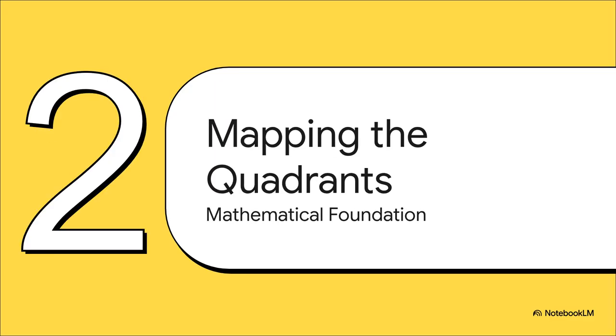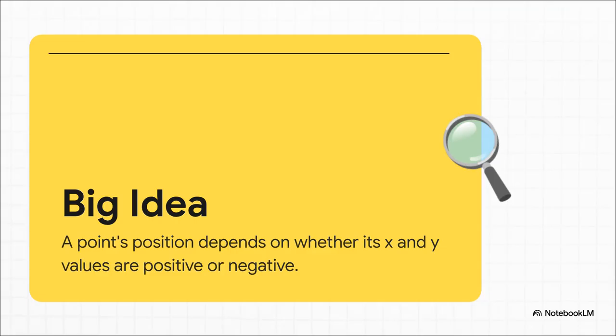Okay, so before we get to the really interesting stuff, we gotta cover the basics, right? Let's talk about the mathematical foundation here, mapping the 4 quadrants. So the lesson is built around what it calls the big idea. And honestly, it's the fundamental rule of the game. The signs of your x and y coordinates, whether they're positive or negative, tell you exactly where a point is going to land.